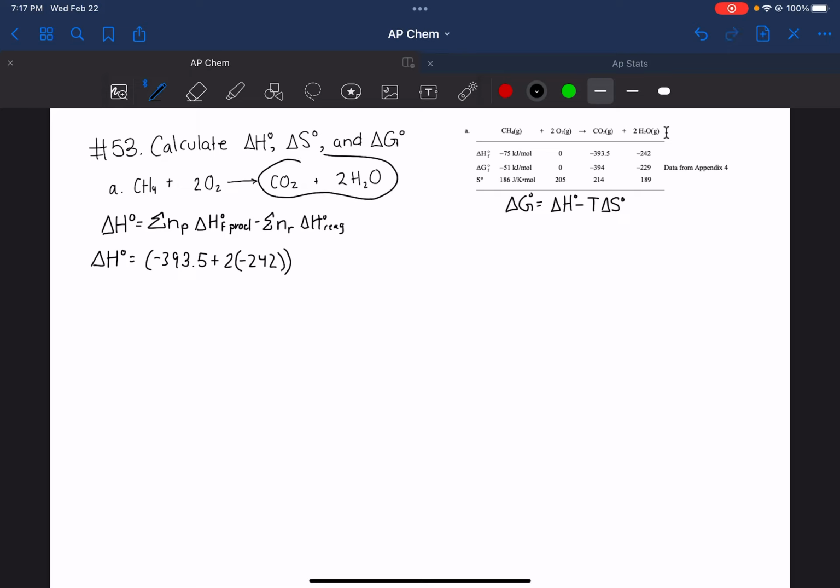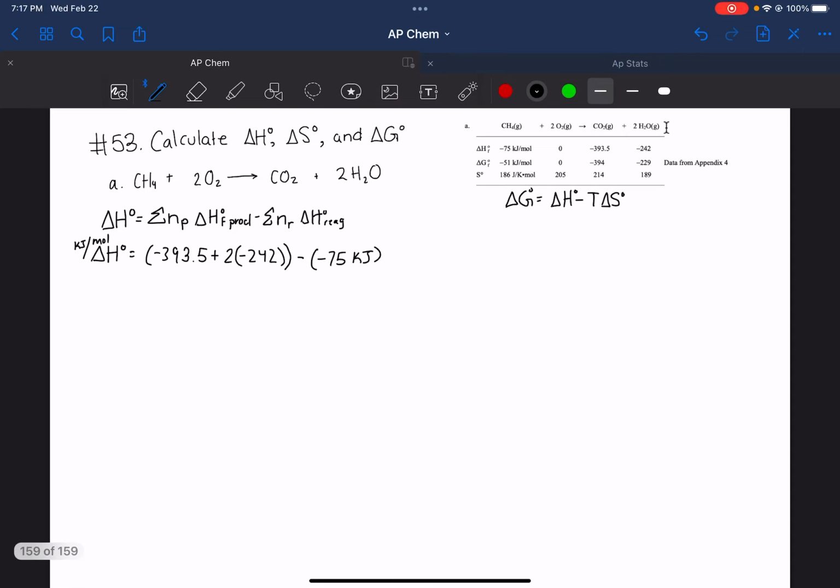Then subtract that by the sum of the reactants. So now we have 2O2 and CH4. I'm going to start with CH4. And if you go over here and look at 2O2, it's 0 because it's in its standard state as a gas. Its enthalpy is 0. So it's only going to be minus 1 enthalpy of formation for CH4, or methane, because there's only 1 there. And we see that that's negative 75 kilojoules. And note that this whole thing is going to be in kilojoules.